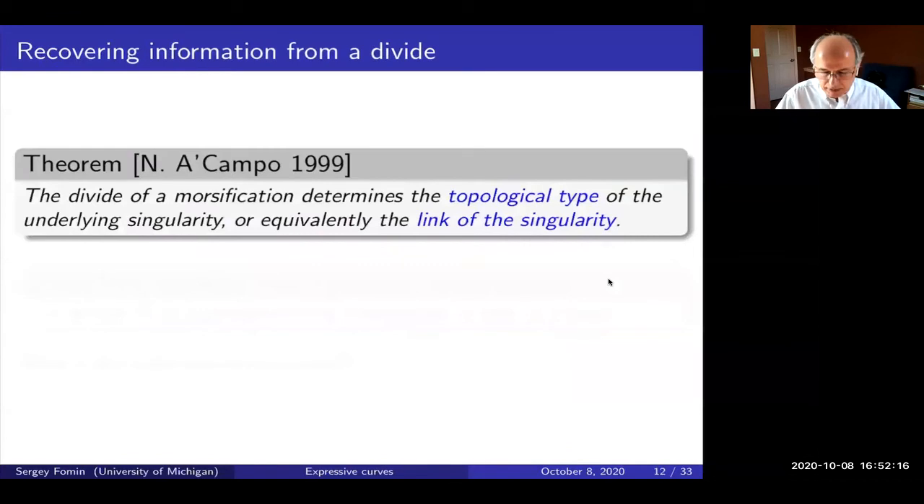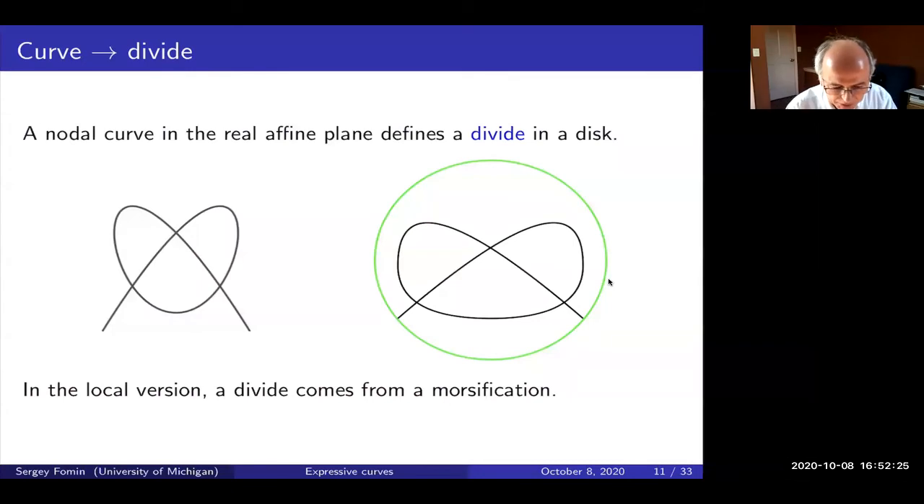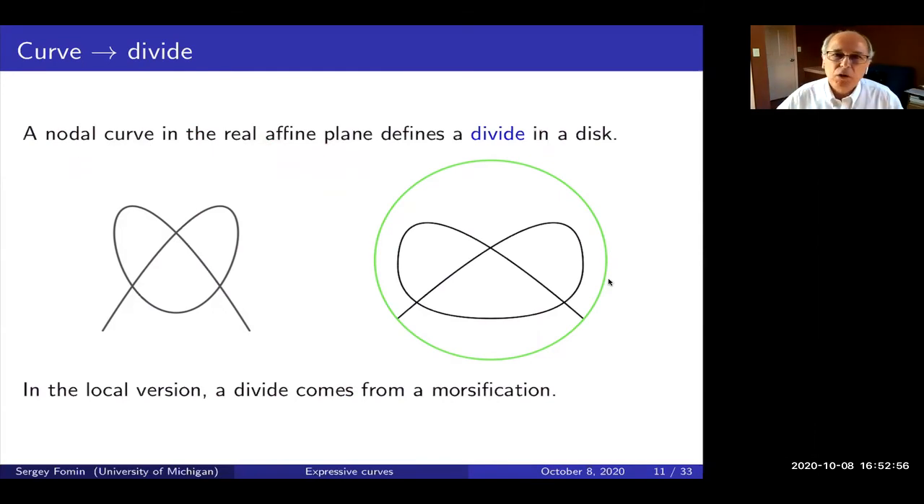Can I ask a question? Yes, sure. Can you say a bit more precisely what you mean by looking from far away? I just mean intersecting C sub R, the set of real points, with a ball, with a set of points x squared plus y squared less than or equal to r for some very large r. Okay, thanks. Right? That's what I mean. But of course, r may be 1,000,000 and my screen is small, so I would have to compress it to show it to you, right?